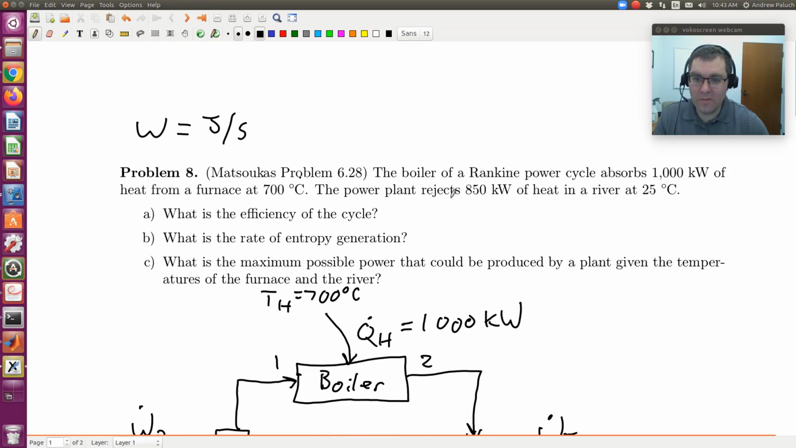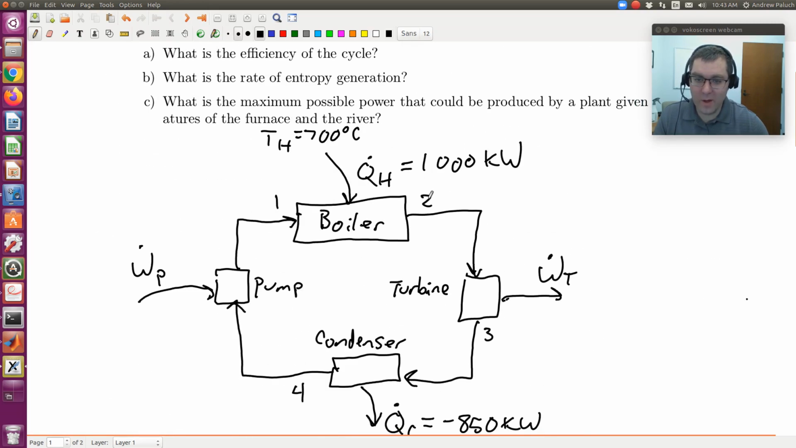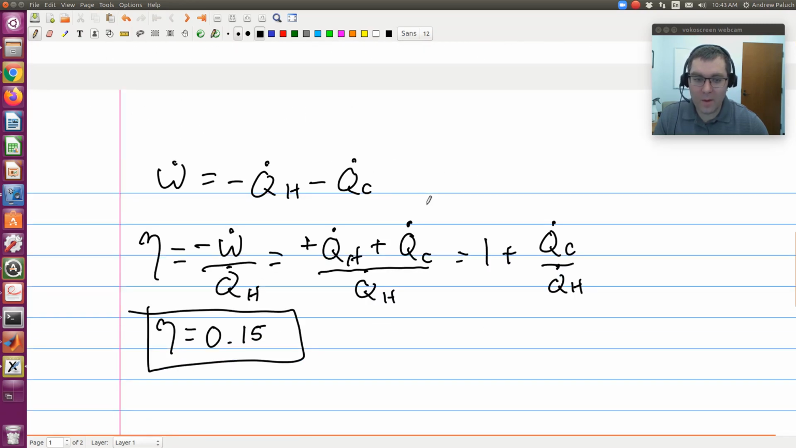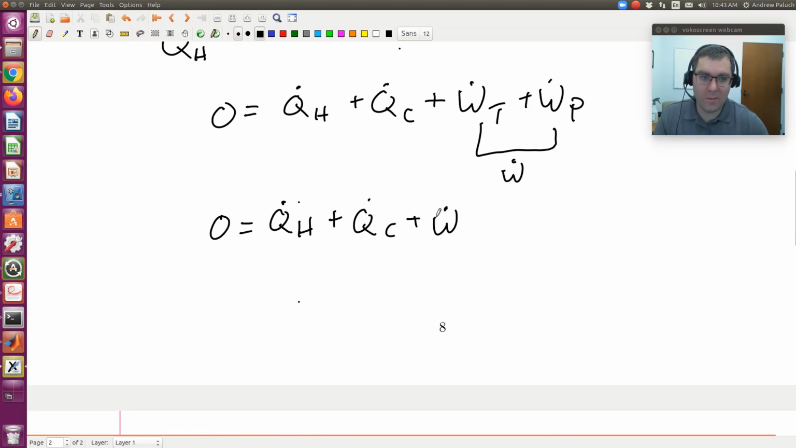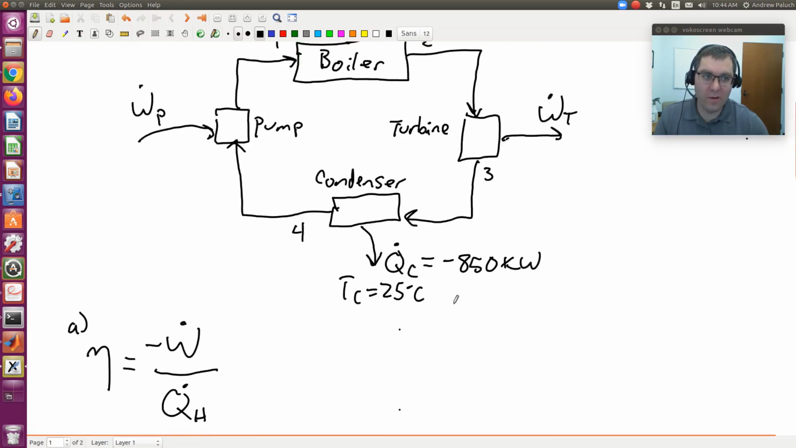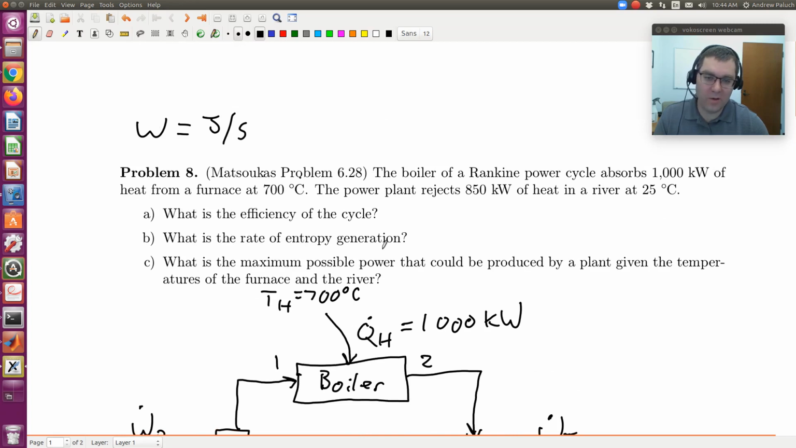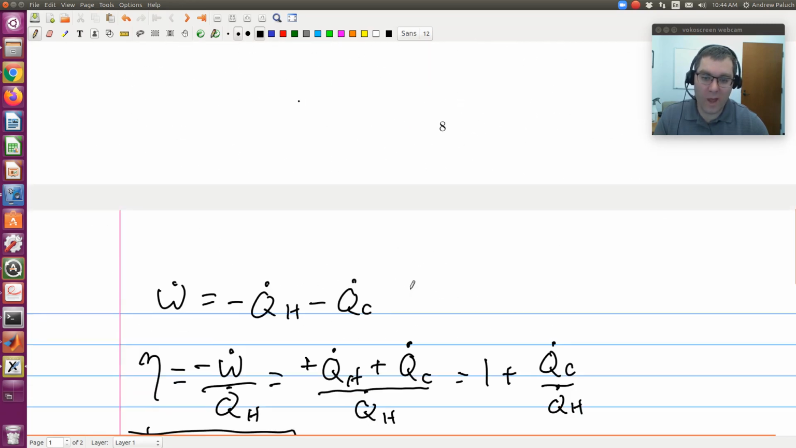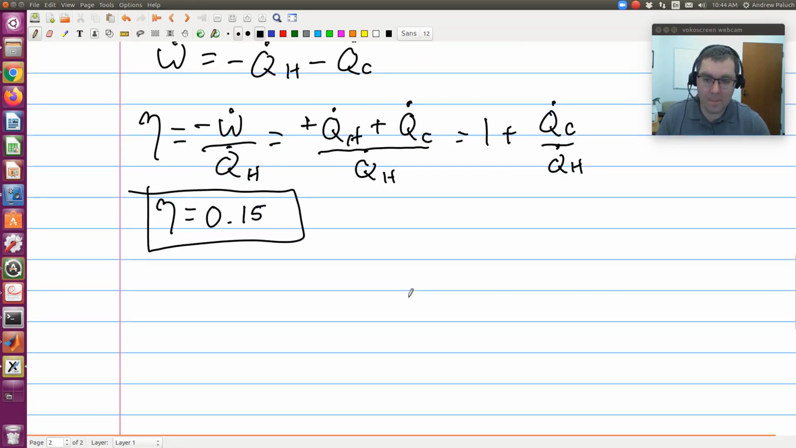All right, so what's the efficiency of the cycle? There we go. And yeah, while we have it, let's go ahead and compute our work. Let's compute everything, and then we'll calculate our entropy generation, just because we have the information now.